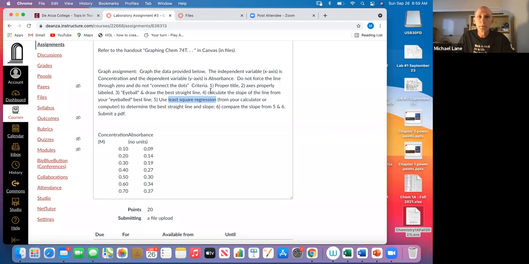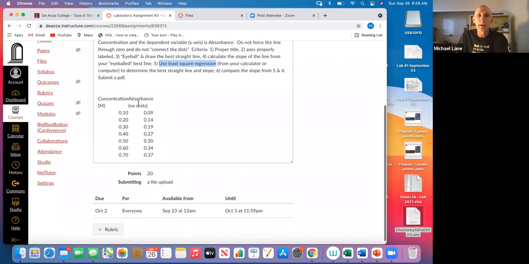I want you to compare the slope that you get from doing the eyeball test, or basically just doing it by hand, with the value you get from least squares regression. So that's part 6, compare those slopes. You will submit as a PDF. Of course, this needs to be completed on graph paper, that's implied. And again, ultimately submit that as a PDF document.